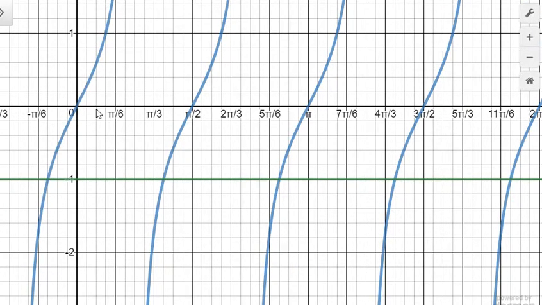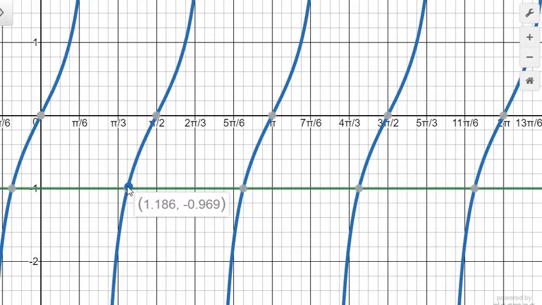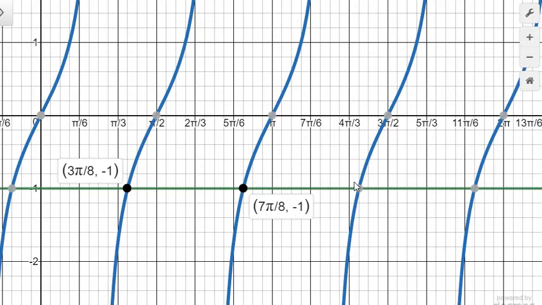Okay, so starting at 0 and going up to 2 pi, how many solutions do I expect? 1, 2, 3, 4. So if you were to graph this on your graphing calculator, you could expect 4 solutions. You should expect 4 solutions in the interval 0 to 2 pi. It corresponds to this graph, right? So let's take a look at it.